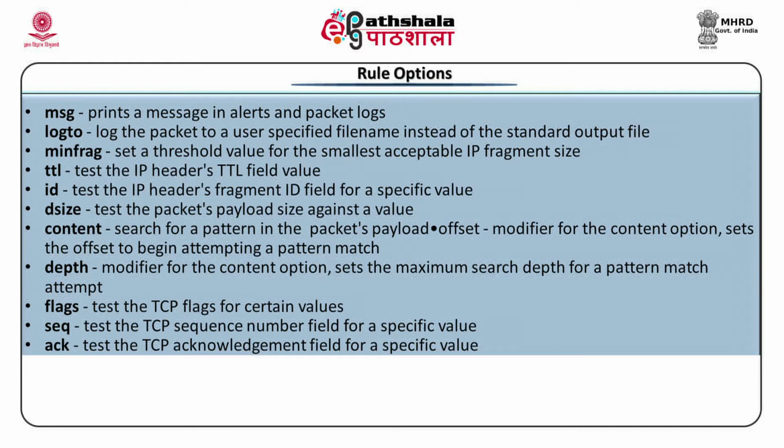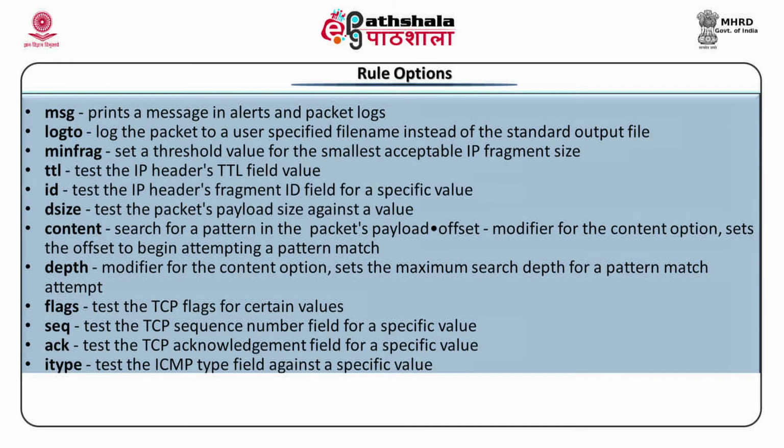Content searches for a pattern in the packet's payload. Offset is a modifier for the content option. Depth is a modifier for the content option, sets the maximum search depth for a pattern match attempt. Flags test the TCP flags for certain values. Sequence tests the TCP sequence number field for a specific value. ACK tests the acknowledgement field for a specific value. Itype and icode, they are related to ICMP type and ICMP code.